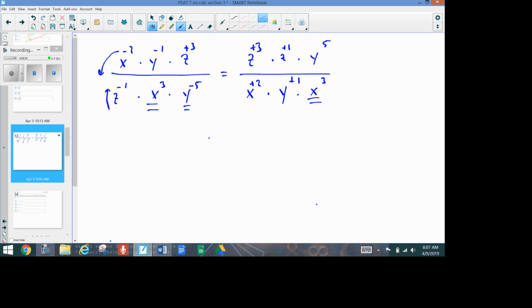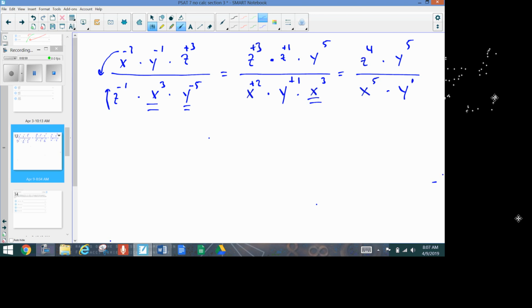Okay, then you're going to combine like terms. If the bases are the same and you're multiplying, what do you do? You add exponents, right? 3 plus 1 is equal to 4. And there's only y left, y to the power of 5. Is there any like terms here? X's are like terms, x to the power of 2 and x to the power of 3. So when the bases are the same, you add exponents. 2 plus 3 is equal to 5, and y to the power of 1. This is how we do it.